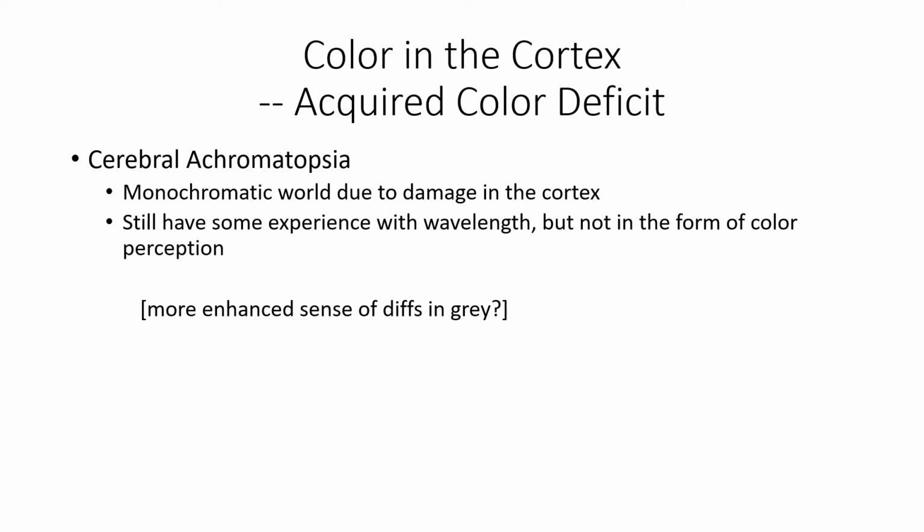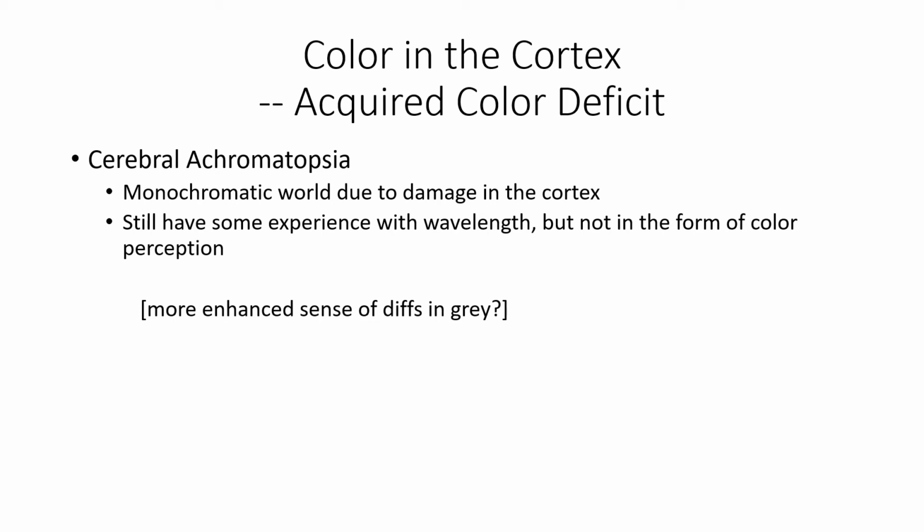usually the color deficiency that we have because of defects or absences of cones, we are born with those deficiencies. But typically the way an achromatopsia occurs is we have some kind of brain damage. A lot of times this is brain damage due to stroke. But again, Mr. I had a car wreck, so it depends on how the brain damage occurs. Cerebral achromatopsia, A meaning not, right? So a world without color is a monochromatic world due to damage in the cortex.